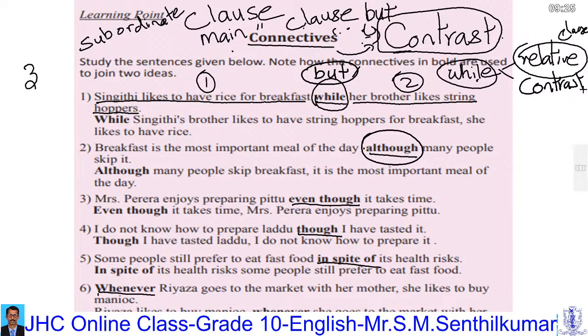While can be used at the beginning of the sentence, at the initial part of the sentence. While Singiri's brother likes to have string hoppers for breakfast, punctuation marks இதுதான் முக்கியம். அடுத்தது very prominent. இங்க உங்களுக்கு இருக்குது punctuate பண்றது பாருங்க. While முன்னுக்கு பாவிச்சா, if you use it in front of the sentence, what is that? The punctuation mark, comma, must use it.